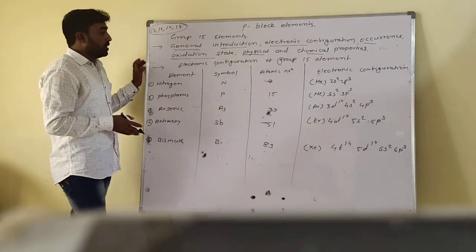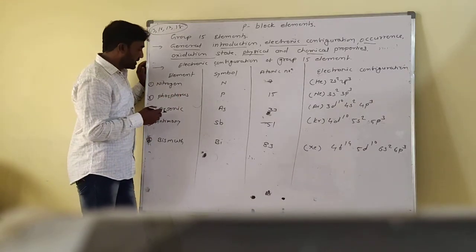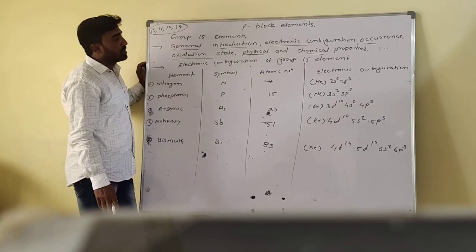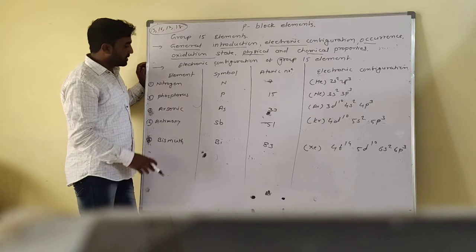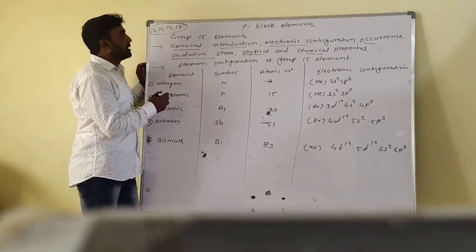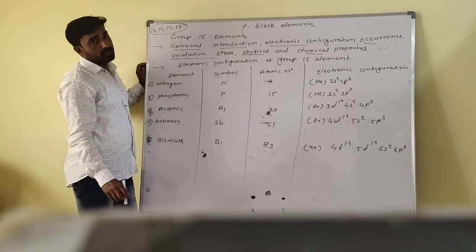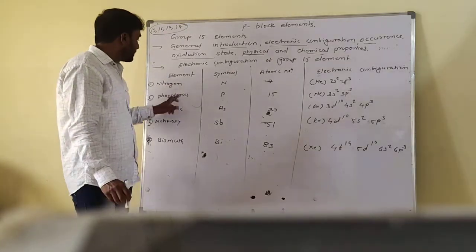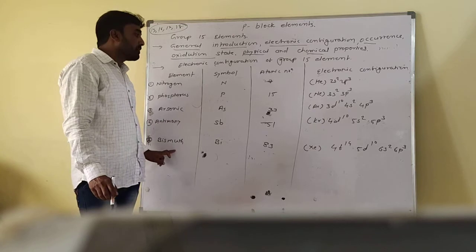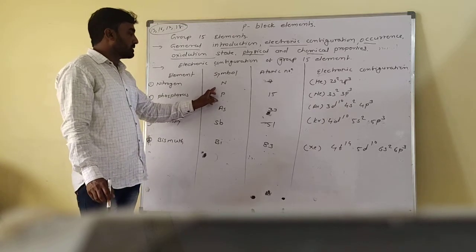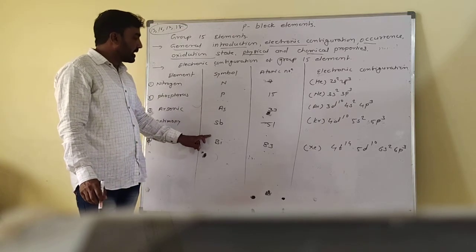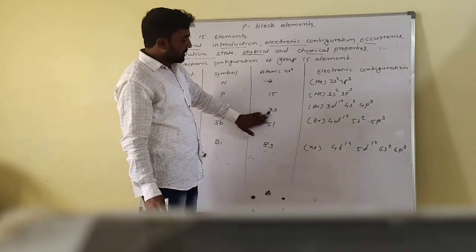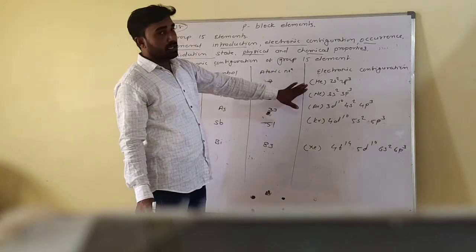So you know, the previous lecture discussed the introduction of group 15 very well. Group 15 elements include five elements: nitrogen, phosphorus, arsenic, antimony and bismuth. The symbols are N, P, As, Sb and Bi. Atomic numbers are 7, 15, 33, 51, 83. So these are the electronic configurations.